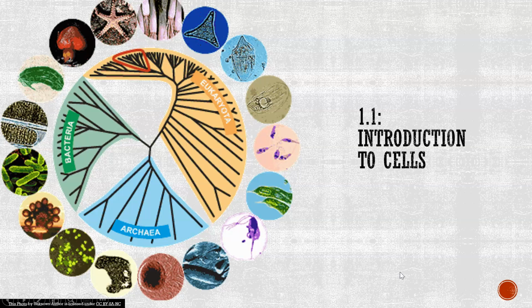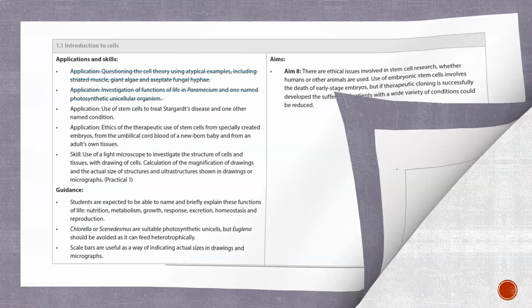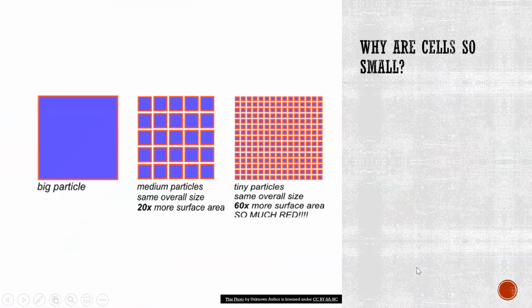Okay, so we're still in section 1.1 of your study guide, the introduction to cells, but this is your second video. In here, we're going to start looking at the surface area to volume ratio of cells, and really looking at the size of cells and why they are so small. Okay, so why are cells so small? Well, it's down to efficiency.